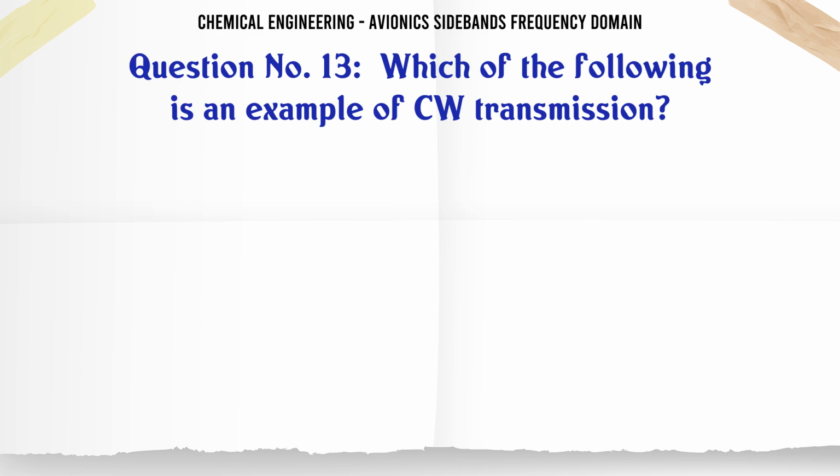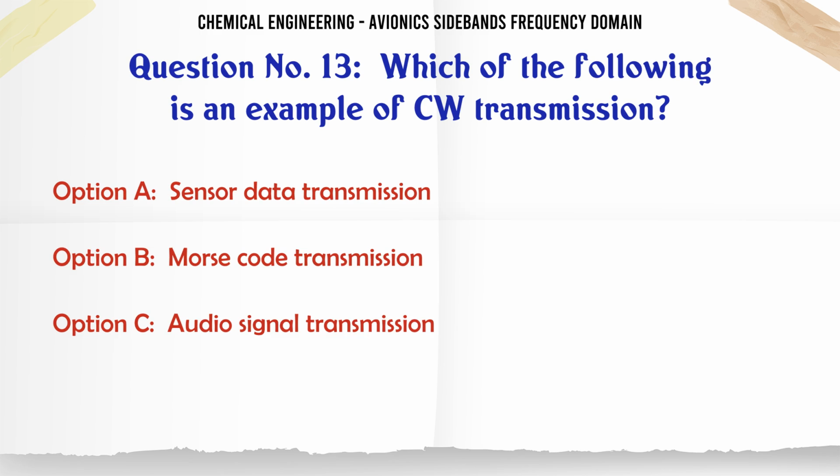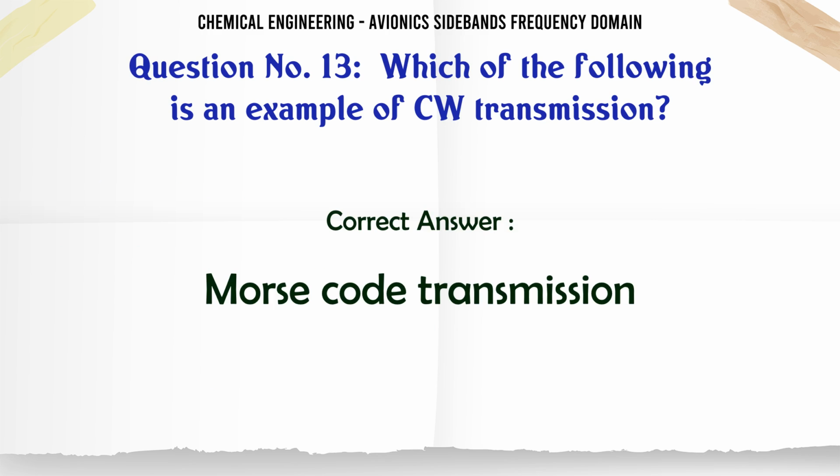Which of the following is an example of CW transmission? A: sensor data transmission, B: Morse code transmission, C: audio signal transmission, D: TV wave transmission. The correct answer is Morse code transmission.